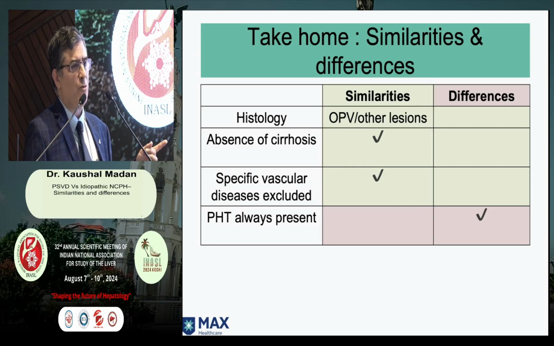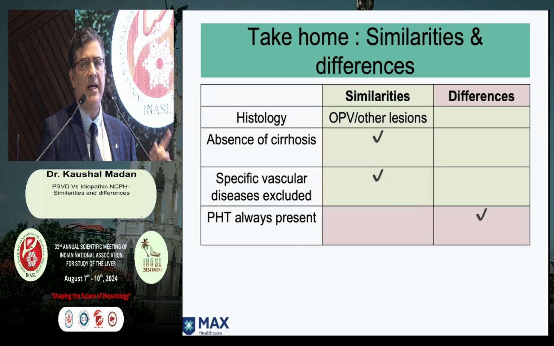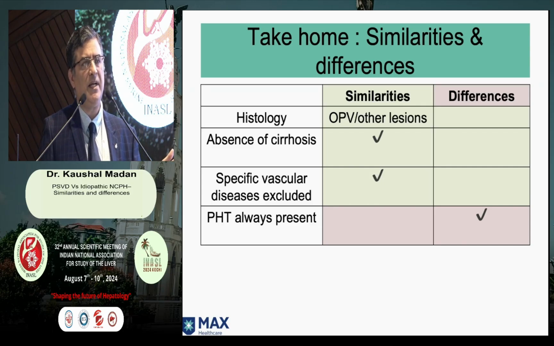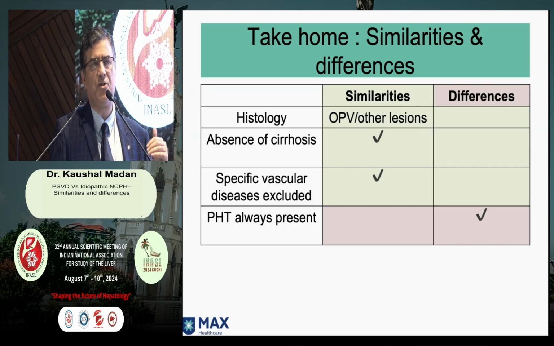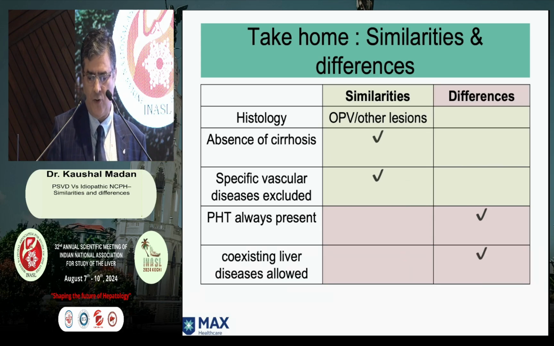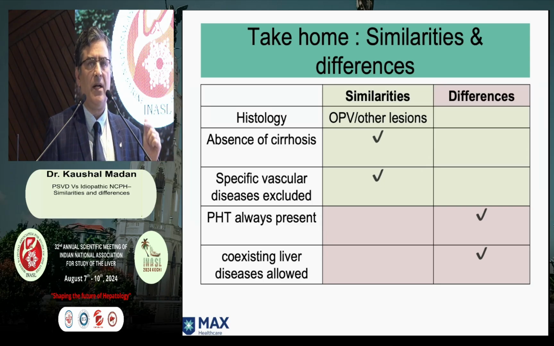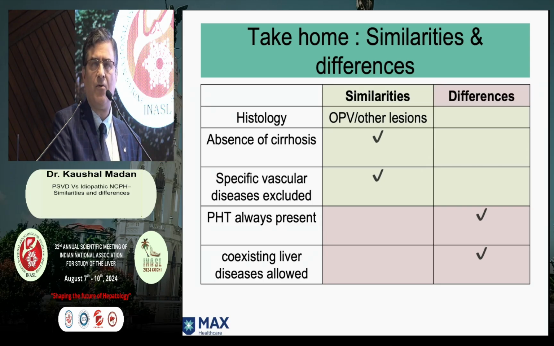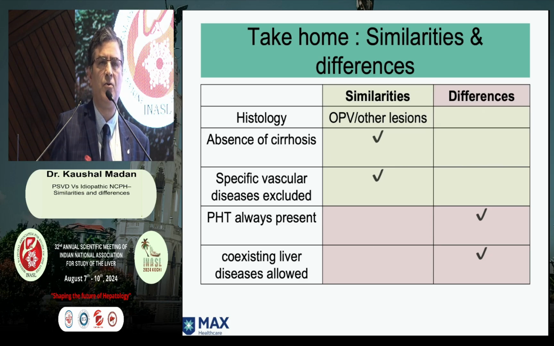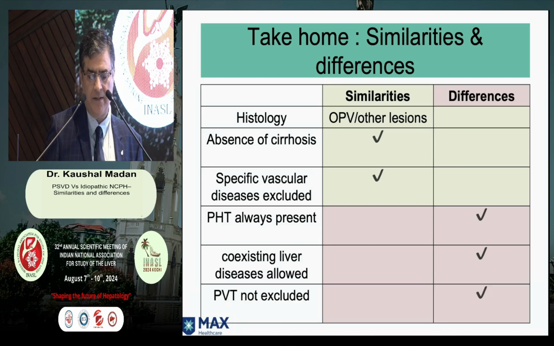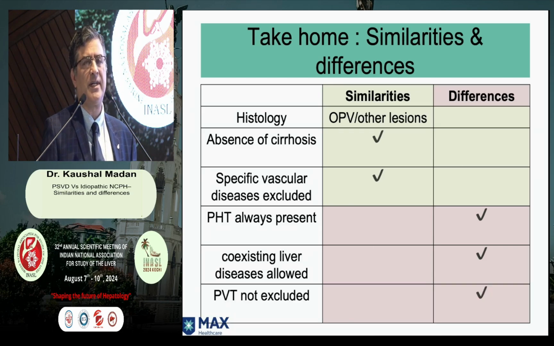This is a difference. Portal hypertension always present in INCPH. In PSVD, even in absence of portal hypertension, you make a diagnosis of PSVD, specifically if there is a histological OPV. Coexisting liver diseases are not allowed in INCPH but allowed in PSVD. So a chronic hepatitis B patient, pre-cirrhotic, you do a biopsy, OPV, that is CHB plus PSVD. Portal vein thrombosis not excluded.